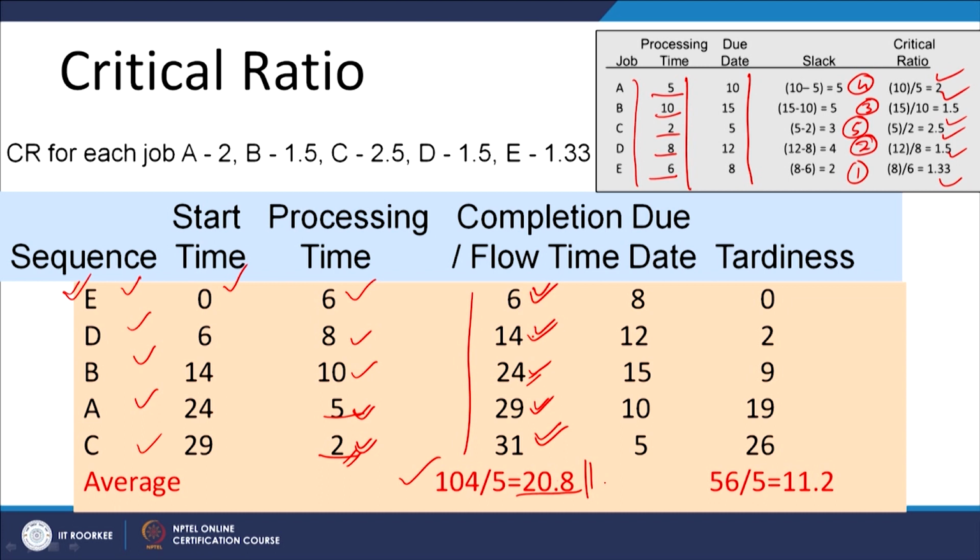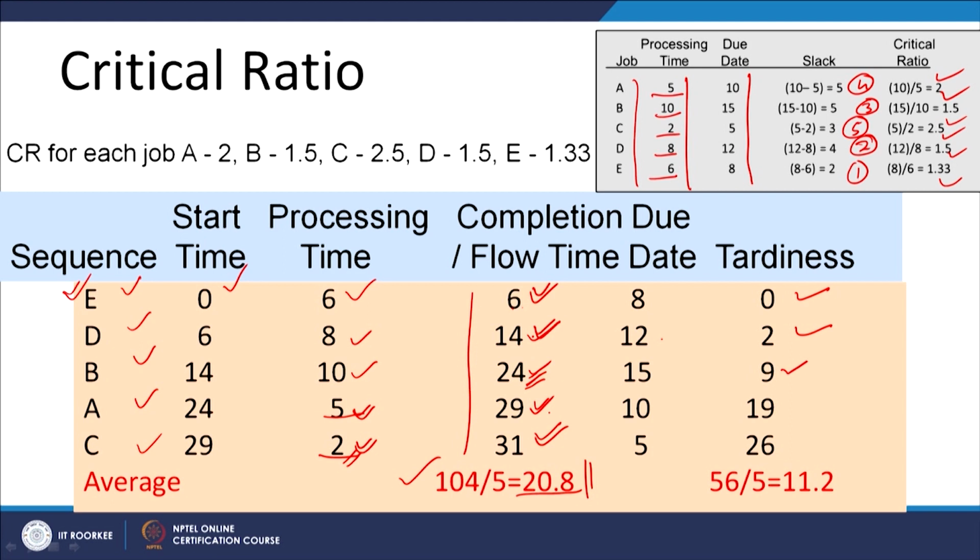On the other hand, if we look at the tardiness, the job E is finished earlier than the due date, which is 8, with a completion time of 6, so the tardiness is 0. Job D is completed in 14 days while the due date is 12, so the tardiness is 2. Job B has a completion time of 24 days while the due date is 15, so the tardiness is 9 days.